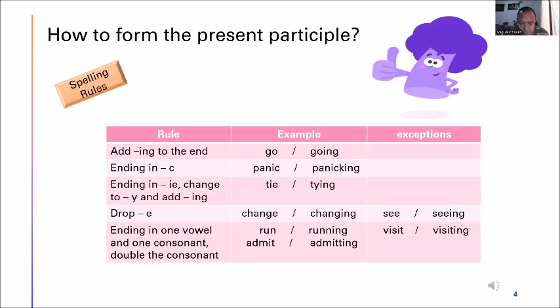For verbs ending in one vowel and one consonant, double the consonant before adding ing. Run, running. Admit, admitting. There are exceptions to this rule. If a word ending in a single vowel and a single consonant has two syllables, but the second syllable is not stressed, you can add ing without changing anything. For instance, visit, visiting.